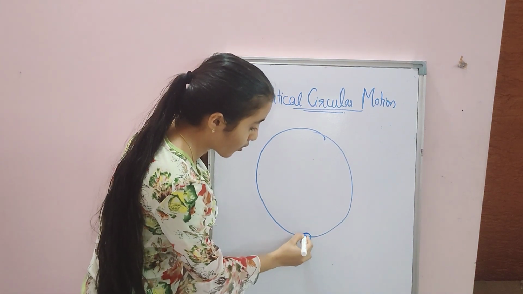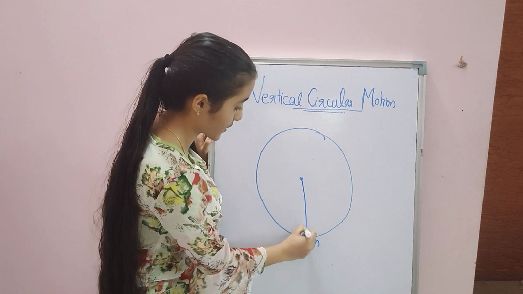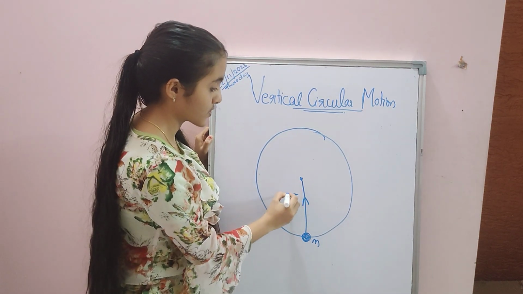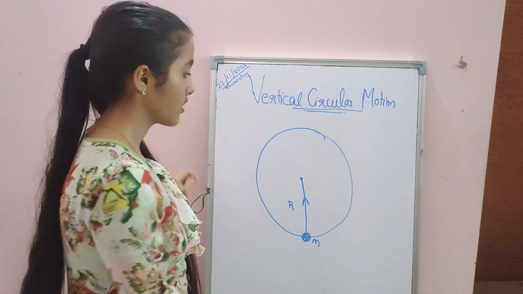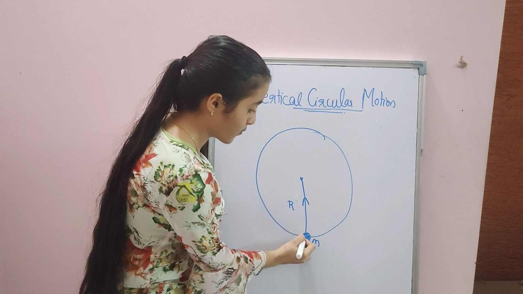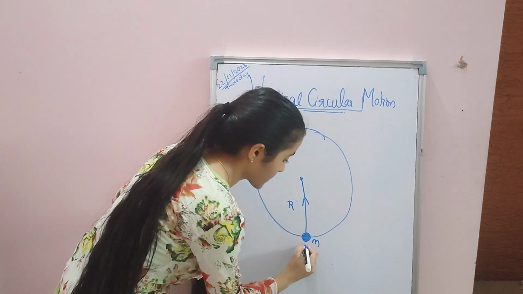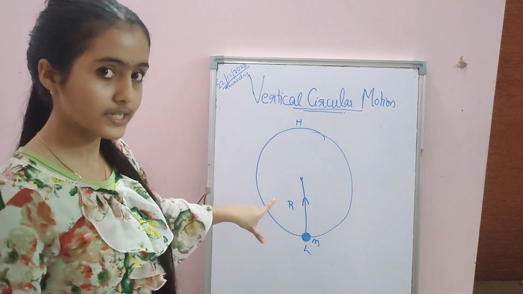Let's consider a bob of mass m that is tied to a string, and the string has a tension T and a radius r. Let's take the radius r and the bob has a mass m. Now this is the lowest point, this is the highest point of the vertical circle.